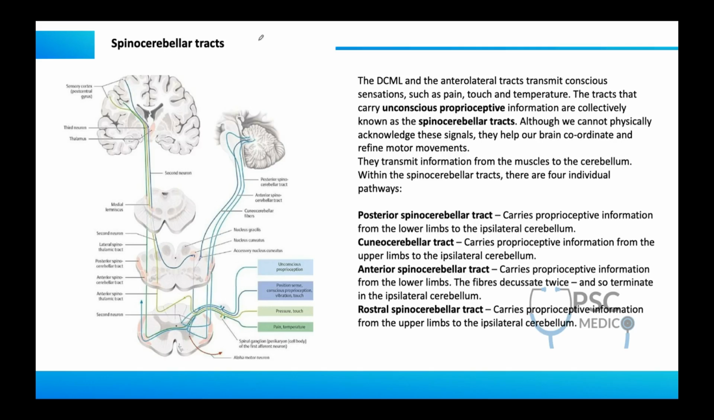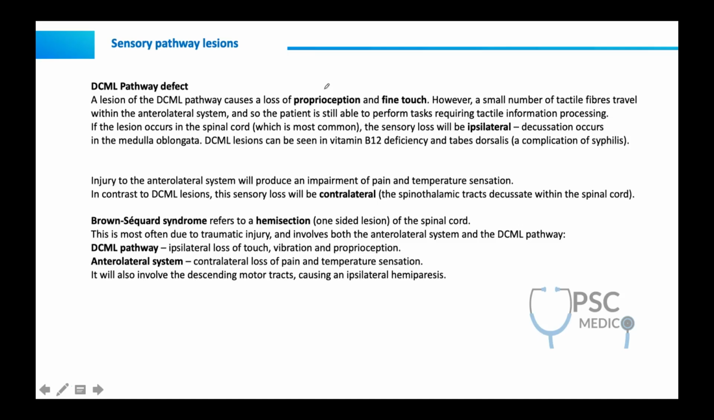So just remember it this way: DCML ipsilateral, that is for spinal cord damage. Anterolateral system contralateral, that is, damage to the spinal cord produces contralateral symptoms. So that's the reason the pain and temperature loss in case of damage to the spinothalamic tracts will be contralateral, because the spinothalamic tracts decussate within the spinal cord.